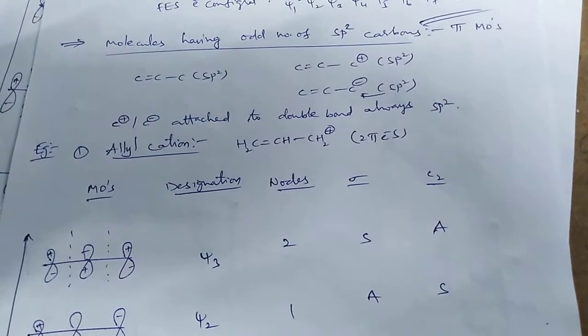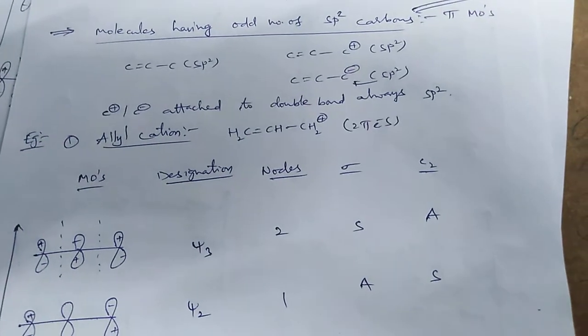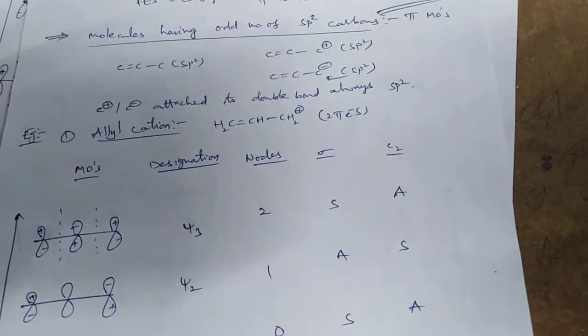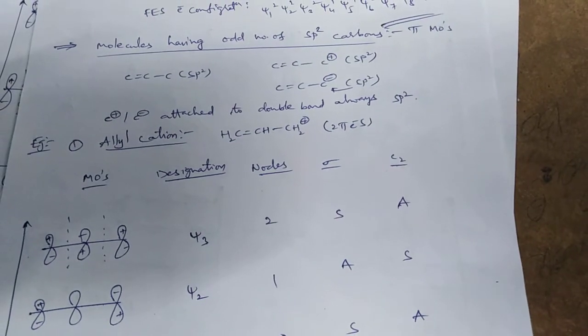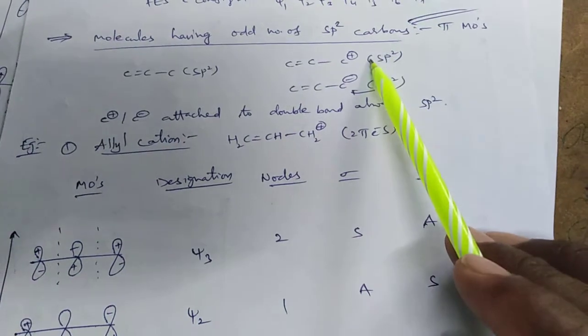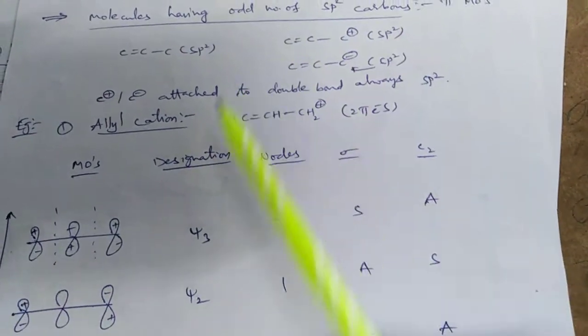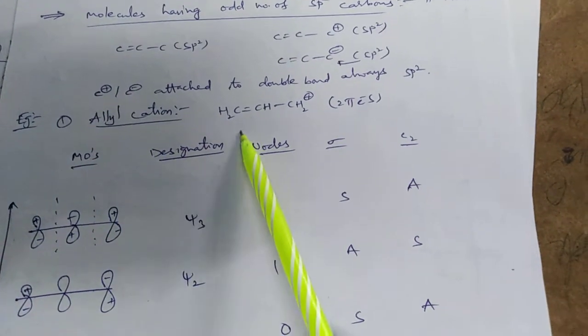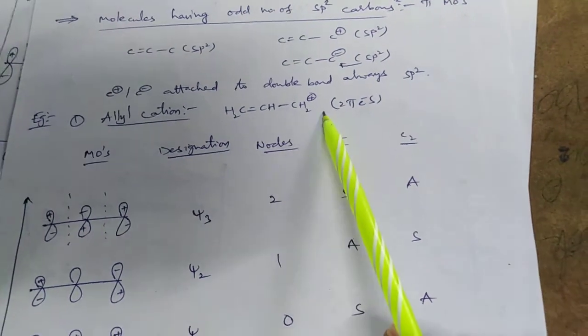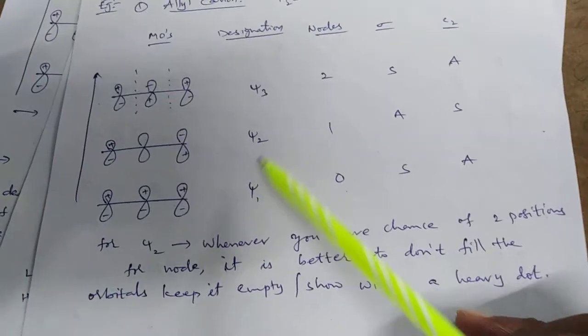Similarly, you can try another example, 1,3,5-hexatriene, at home. Now I am going to explain molecules having an odd number of sp2 carbons. For example, allyl cation, CH2=CH-CH2+. It has 2 pi electrons and 3 sp2 carbons. So therefore it has 3 molecular orbitals.